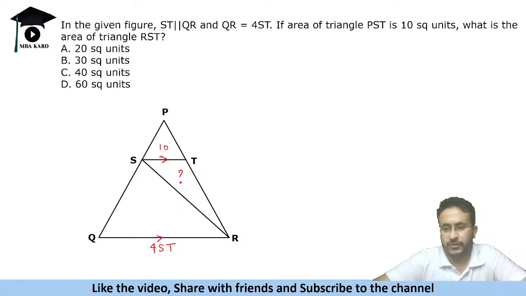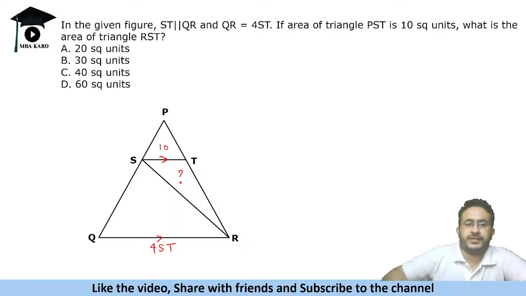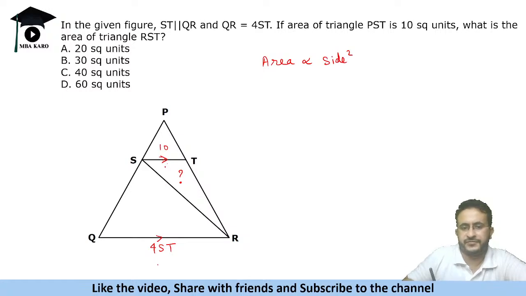Let's see how we solve this question. This is 10 and this is ST, this is 4 times ST, right? Area is directly proportional to the square of the side, if these are similar triangles. If this side is 1, this is 4, so the sides are in the ratio 1:4 and the area is going to be 1:16.